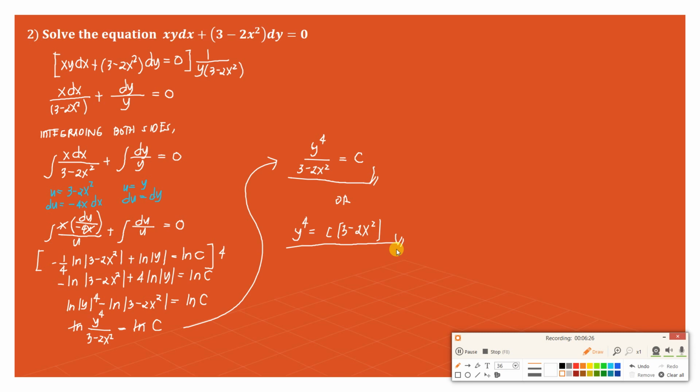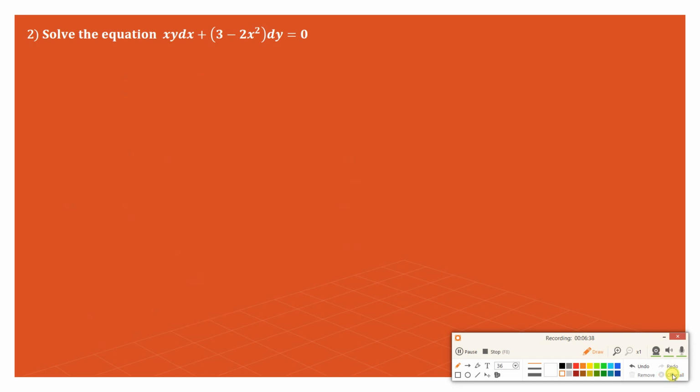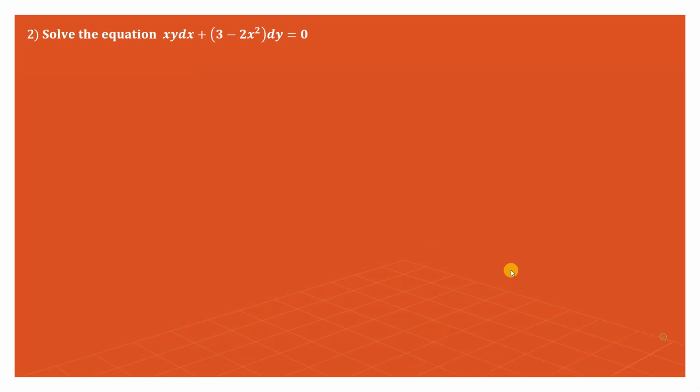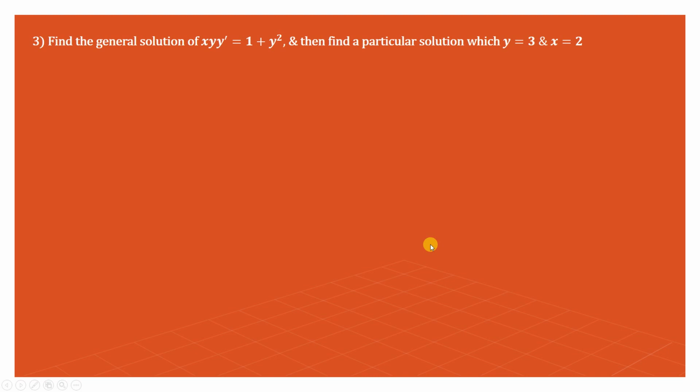Kung ganun lang naman kadali, sarap mag-solve, no? Yung separation of variables. One of the method. Now, proceed tayo sa example number 3. Find the general solution of x, y, y prime, which is equals to 1 plus y squared. And then, find a particular solution.